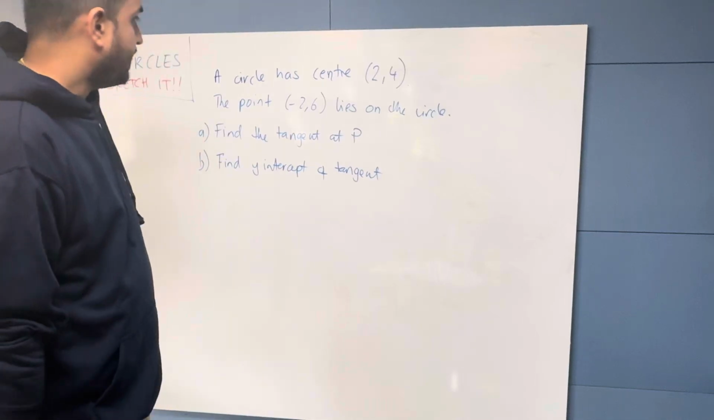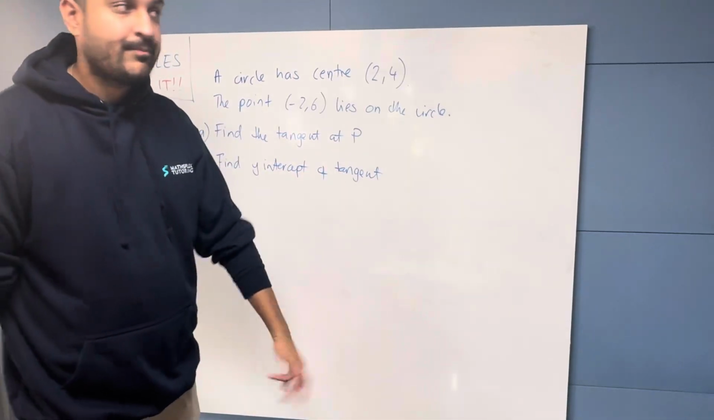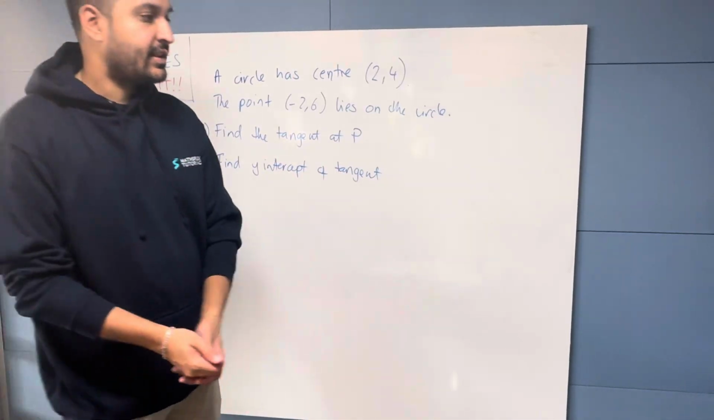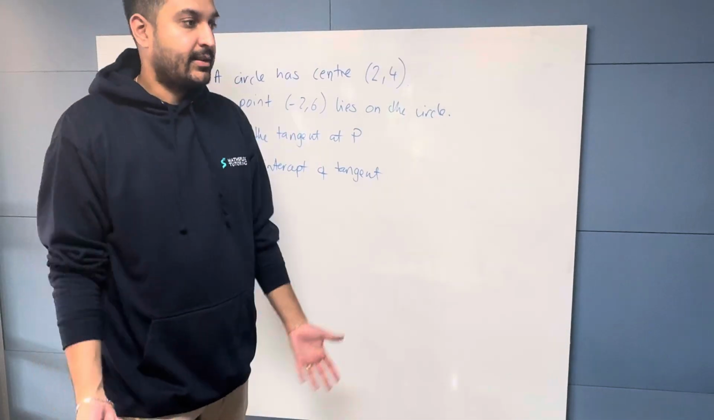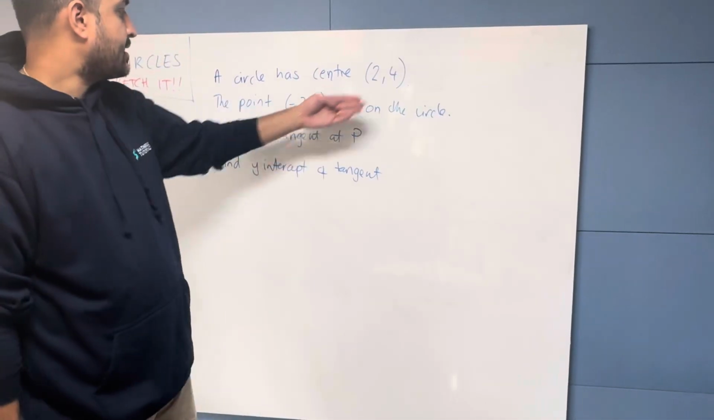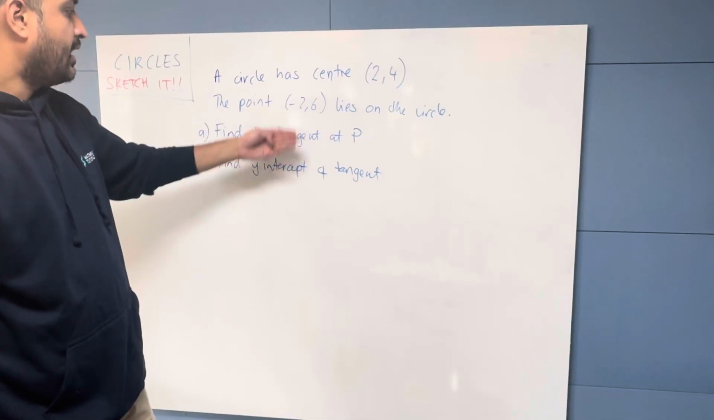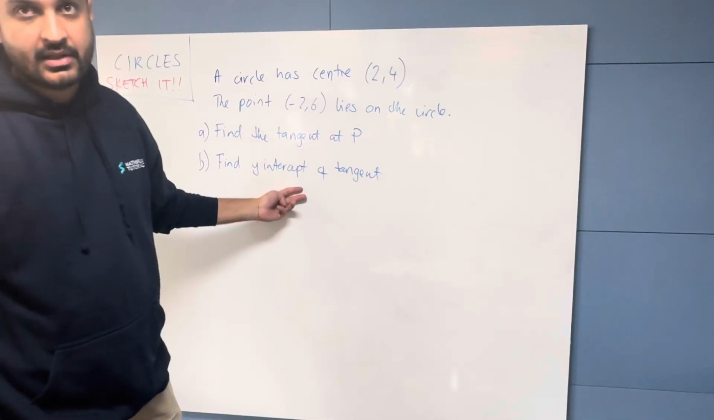Now the issue that we've got here is that you don't have a diagram, and what students will invariably do is they will just read this and they'll get overwhelmed. They'll just think, well, okay, I've got a circle with the centre, I've got this point which is on the circle, I've been asked to find the tangent and the y-intercept of the tangent.